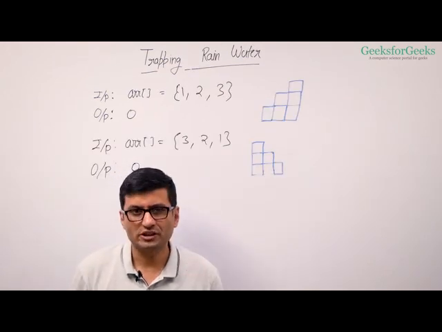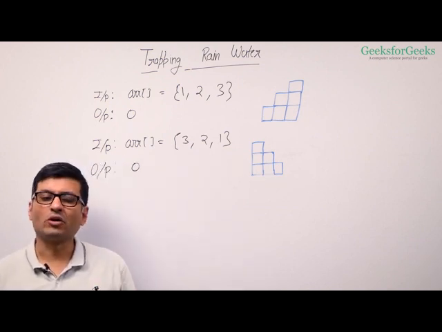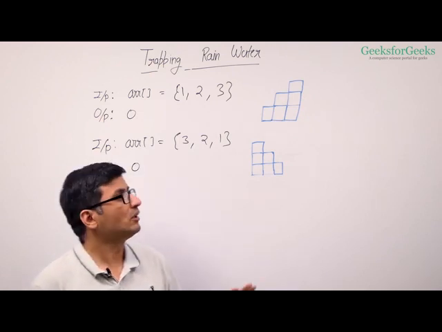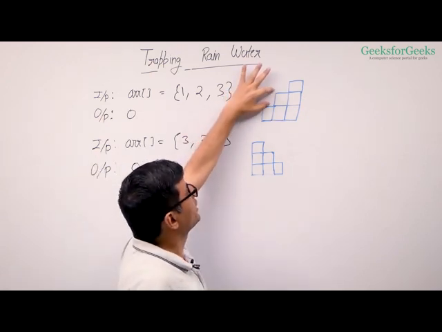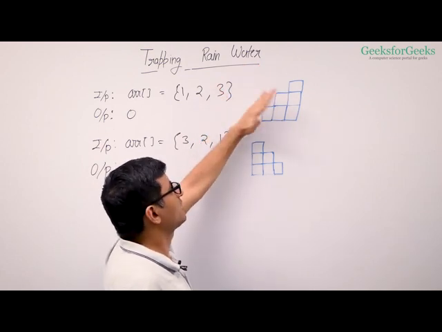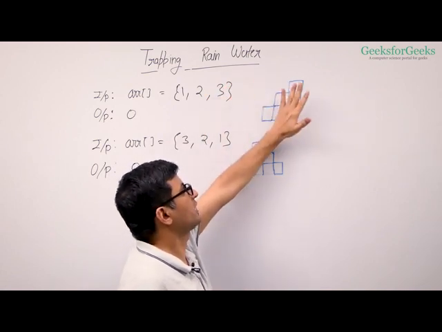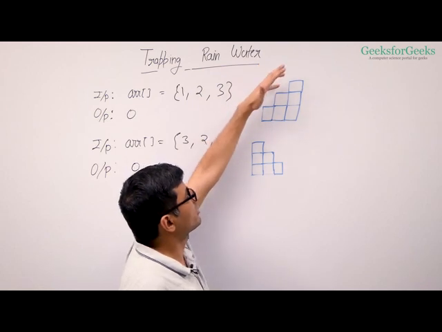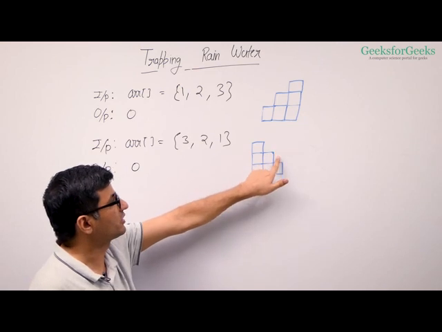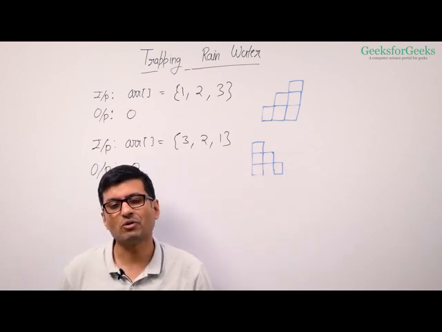Here are 2 more cases to explain the question better. If your array is in increasing order or decreasing order, you can collect 0 water. Because you cannot collect anything here, as there is nothing to support this water on the left side. So water will flow down. Similarly here, you have nothing to support on the left side. So you can collect 0 water here, 0 water here. Similarly in the decreasing array, you can collect 0 here, 0 here. So when your array is sorted in increasing or decreasing order, the amount of water that you can collect is 0.